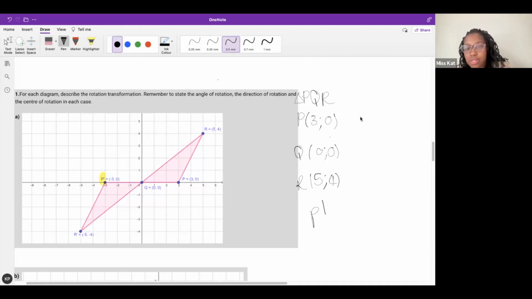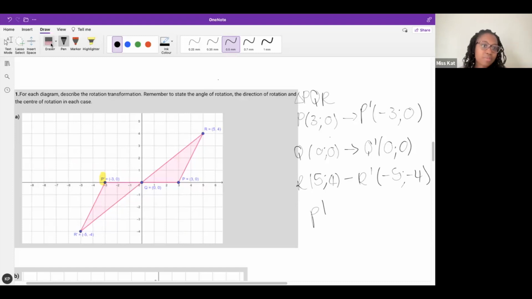Okay, so let's write the new coordinates after the shape was rotated. So P prime is now what? -3 and 0. Okay, I already see something. Q prime is 0 and 0 still. And R prime is -5 and -4. Is there anyone who knows what type of rotation this is? I can already tell.